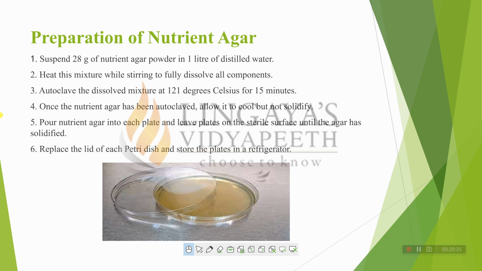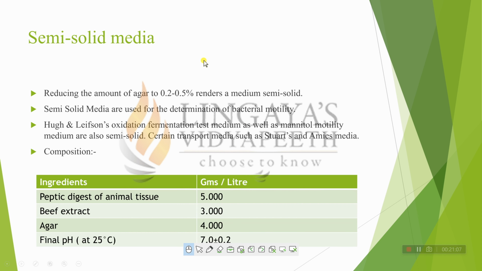Then after mixing, we have to autoclave it at 121 degrees Celsius for 15 minutes. Once it is autoclaved, it is allowed to cool but not solidify. As it reaches close to room temperature, you have to pour the nutrient agar into each plate and leave the plate on a sterile surface until the agar has solidified. Then replace the lid of each petri dish and store the plates in the refrigerator.